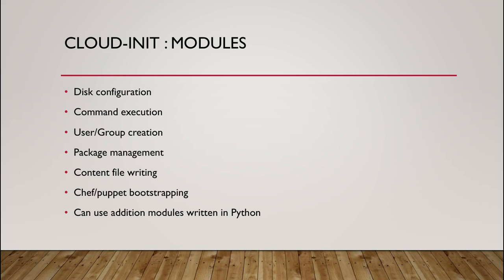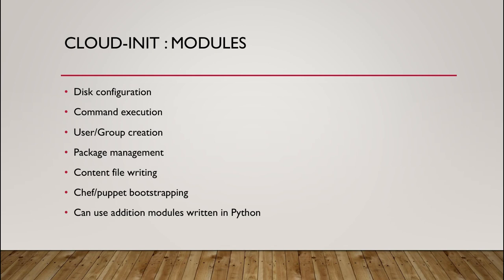Cloud-init has various modules. It can configure the disk, run commands, create users and groups, do package management, write content files, do Chef or Puppet bootstrapping, and you can also use additional modules written in Python. Let me explain how. Suppose you want to launch an instance with /var having 100 GB of space. You may not have 100 GB of space in your template image. In that situation, you just specify that you need 100 GB of space in /var, and cloud-init can configure that when putting up the instance.